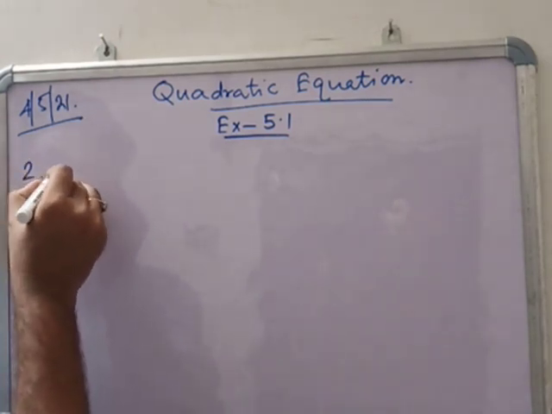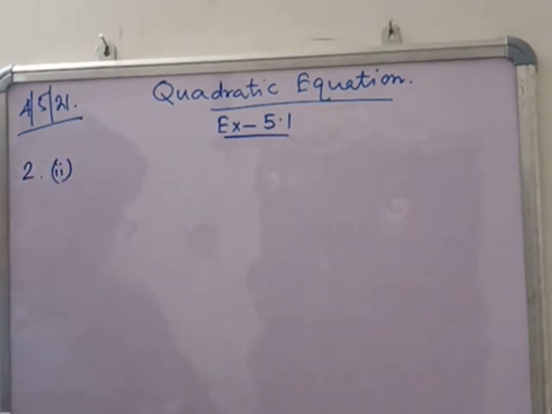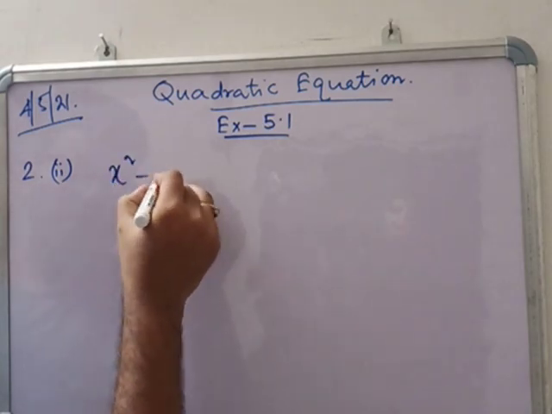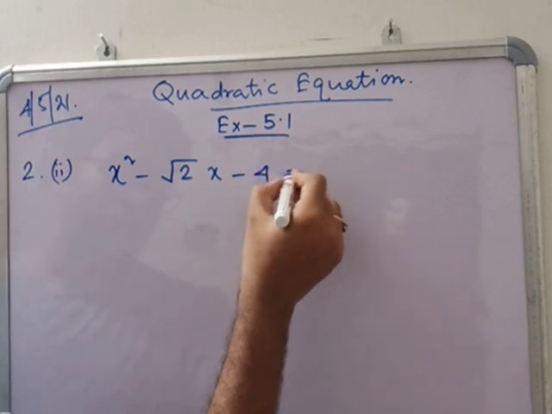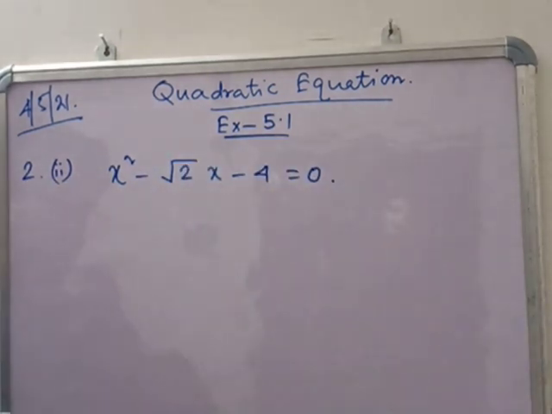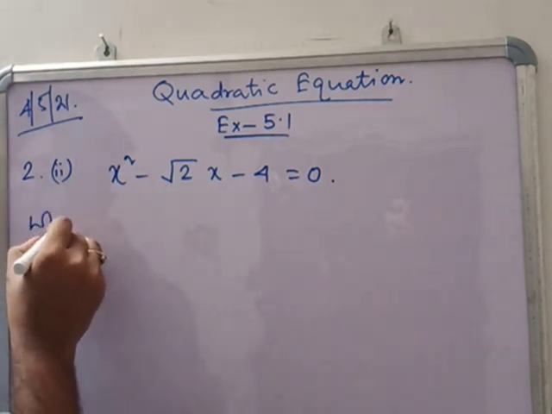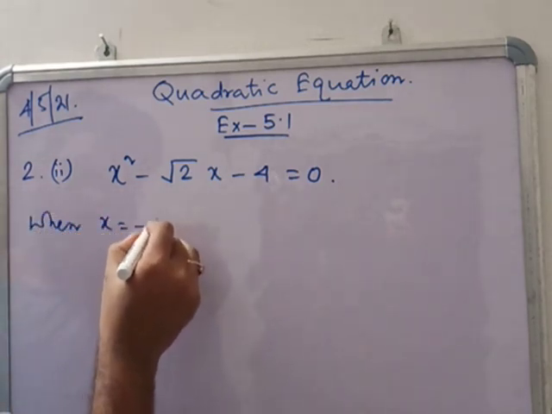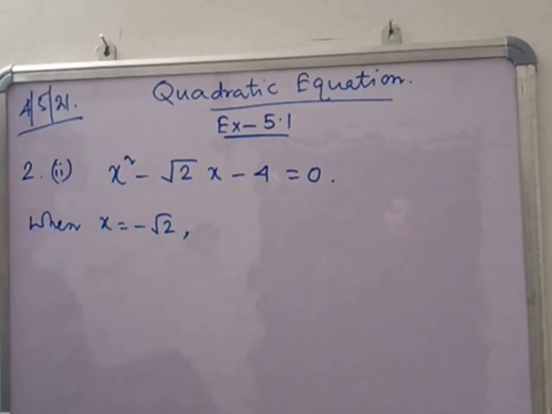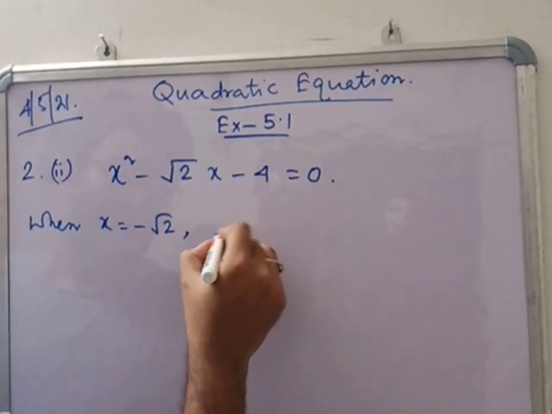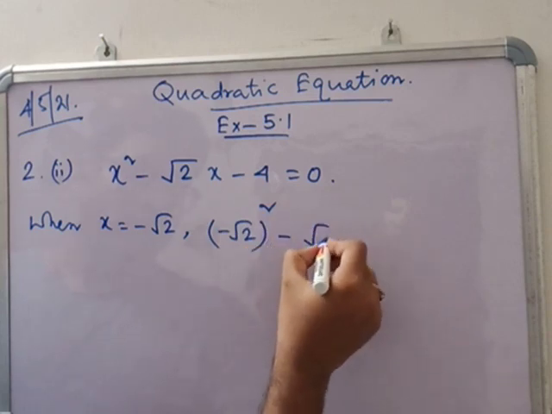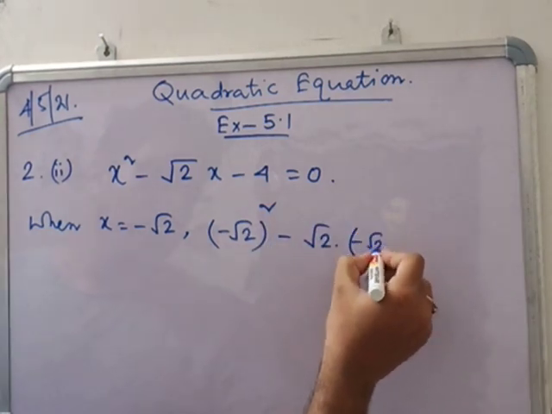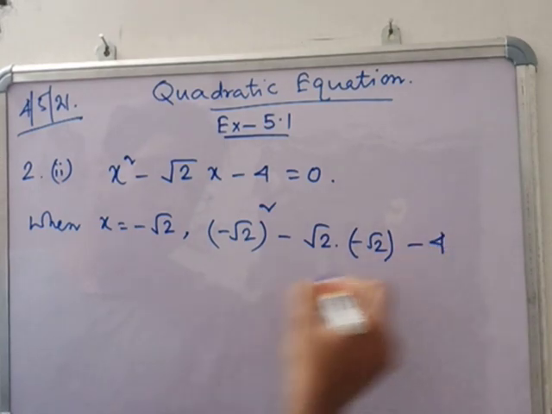Now in 2.8.2, see that x square minus root 2x minus 4 equals 0. This is given. We have to show whether x equals minus root 2 is a root or not. So minus root 2 square minus root 2 into minus root 2 minus 4.